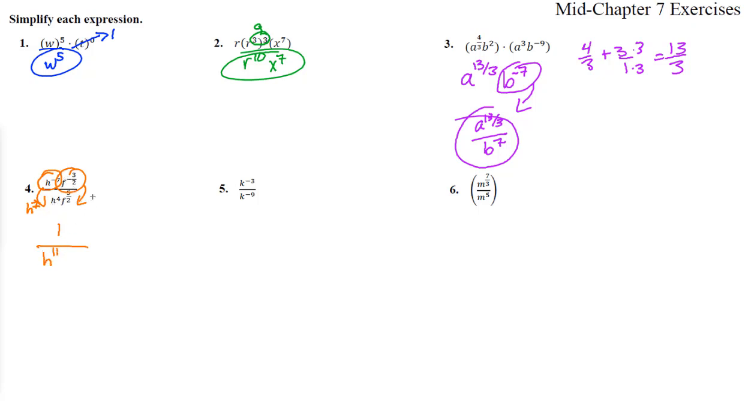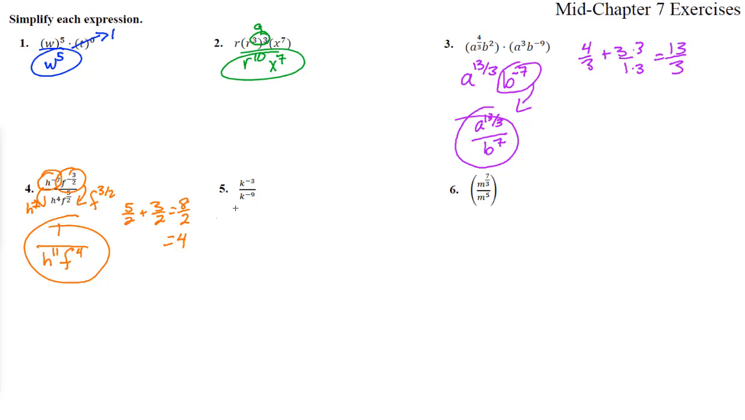And here this will be down on the bottom, and we have an f to the 3/2 and an f to the 5/2, so we need to add them. 5/2 plus 3/2 gives us 8/2, which is 4. So this is f to the 4th. 1 over h to the 11th, f to the 4th.